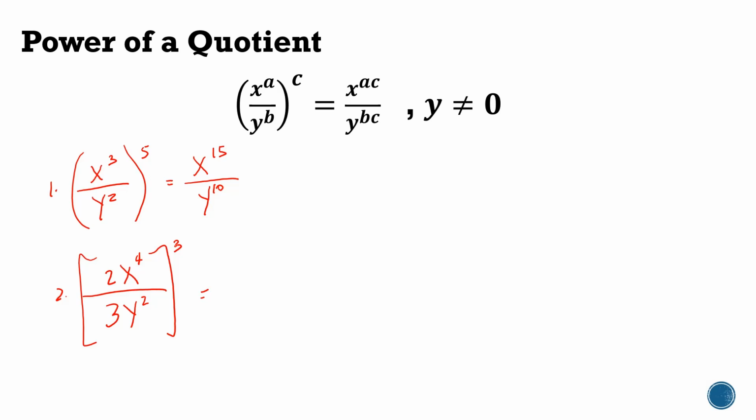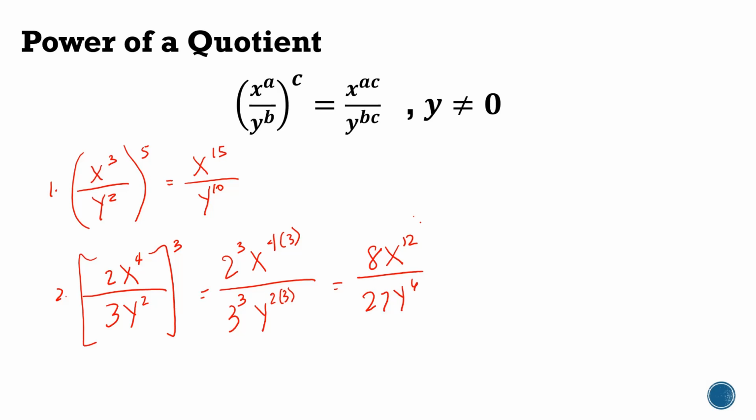So 2 raised to 3, that's not 2 times 3, it's 2 raised to 3, which means 2 times 2 times 2, right? I will write it here first. So 3 raised to 3, y raised to 2 times 3. So this is 8. 2 times 2 is 4 times 2 is 8. x raised to 12 over 9. Oh, no, not 9. That's 27. y raised to 6. That's going to be the answer.